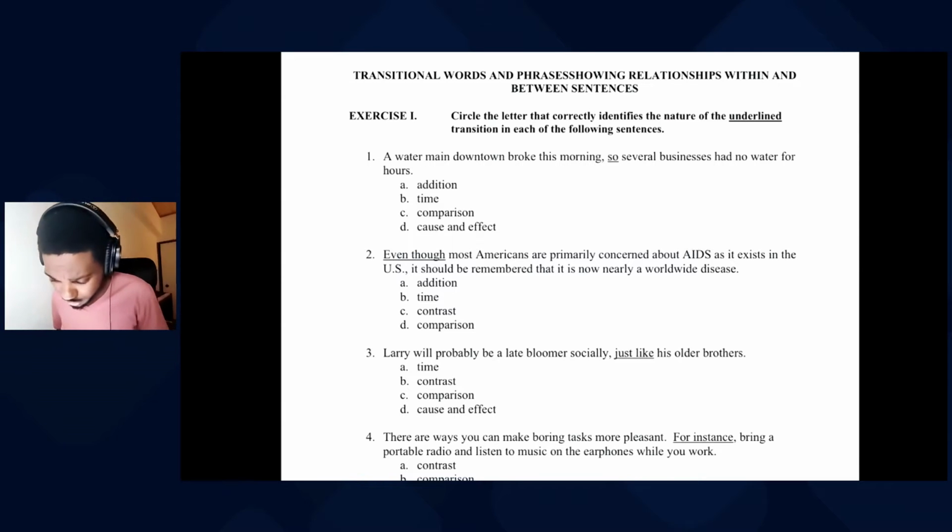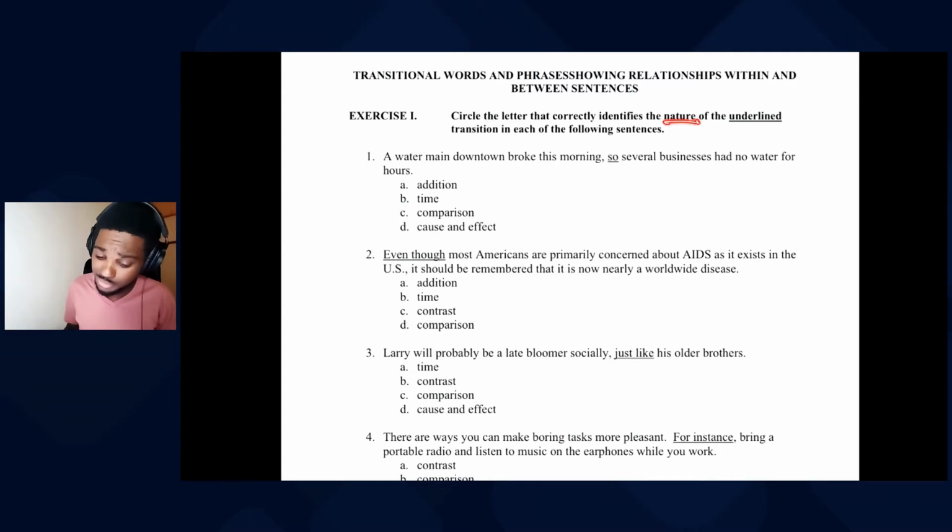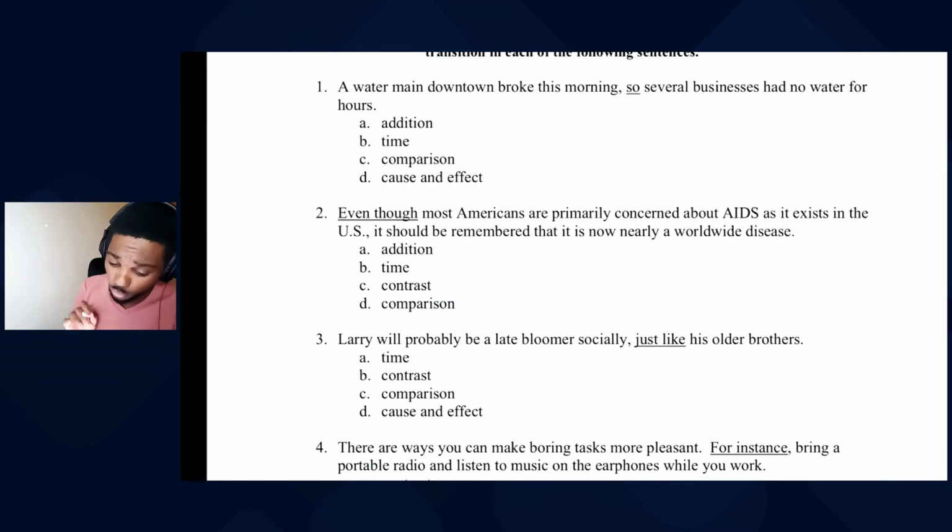So let's read the instructions. Circle the letter that correctly identifies the nature of the underlying transition in each of the following sentences. The nature just means what it's doing. What type of transitional is it? So we're at number one.